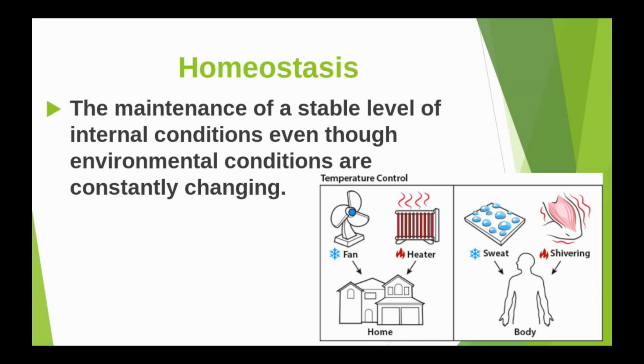Homeostasis is the next characteristic of life. Homeostasis basically means your stable condition. So our body needs to be able to control itself so that we can maintain that stable condition. If maybe we're too hot, can our body cool us down by sweating? Or maybe we're too cold and our body can heat us up by shivering.